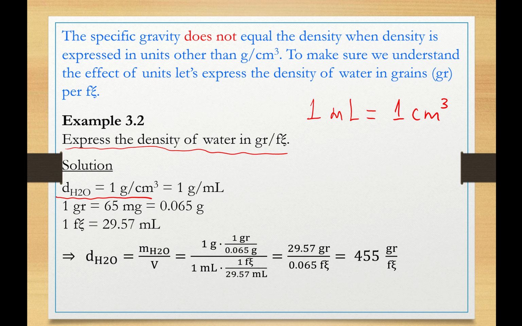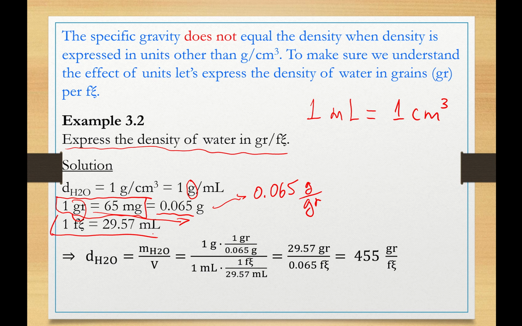And of course the next conversion, that 1 grain is equal to 65 milligrams, you don't have to memorize that. You get it from the tables. And I have converted that into grams. So 1 grain is equal to 0.065 grams, because our density here is in grams per ml. Basically here I have 0.065 grams per grain, correct?